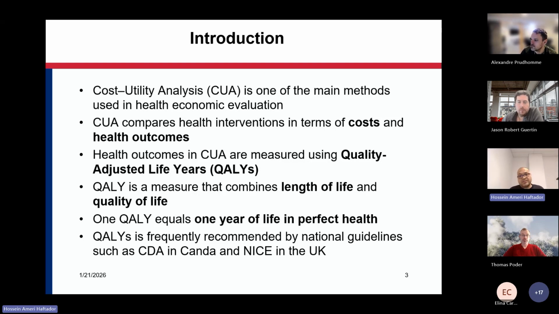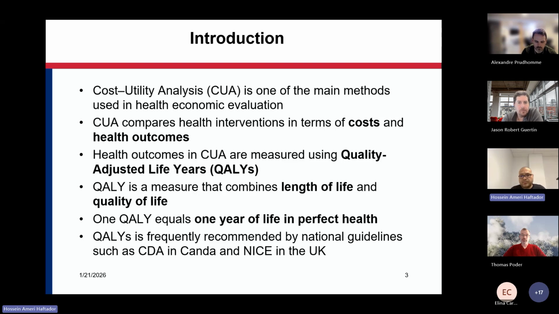There are different kinds of economic evaluation study, a full health economic evaluation, including cost utility analysis, cost effectiveness analysis, and cost benefit analysis. Cost utility analysis has become very common. It's one of the main methods used in health economic evaluation. In order to do cost utility analysis, we have to compare two interventions in terms of cost and outcome. So outcome is very important.